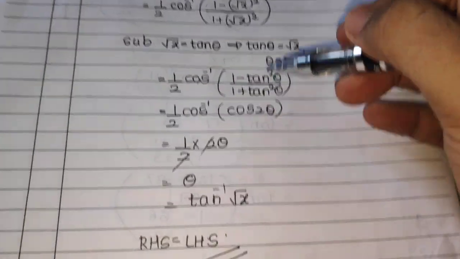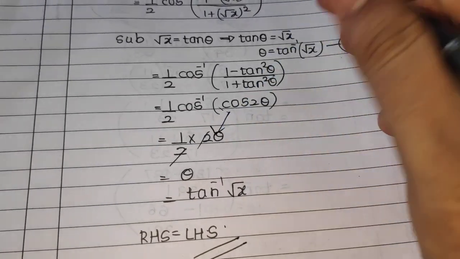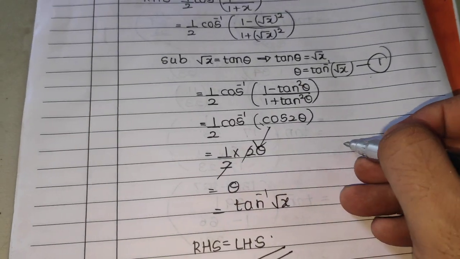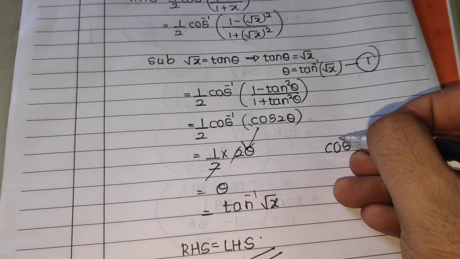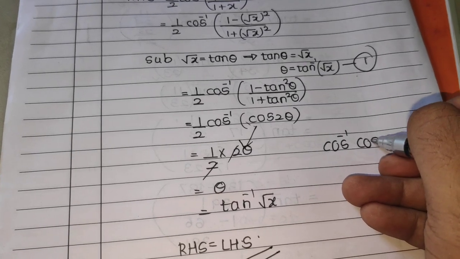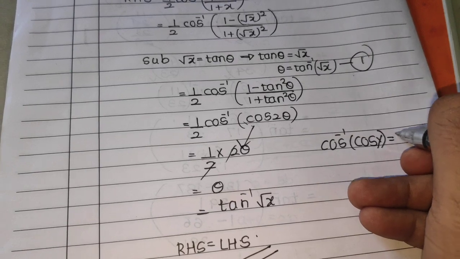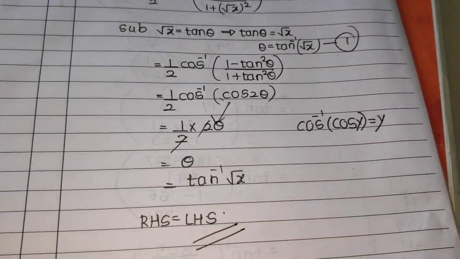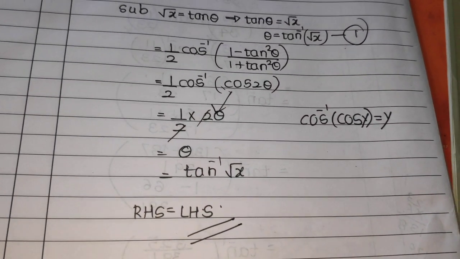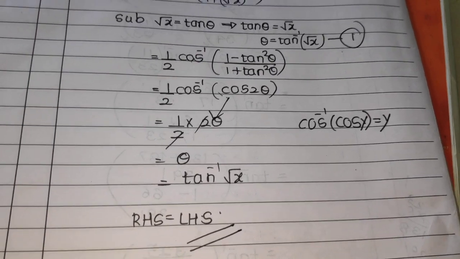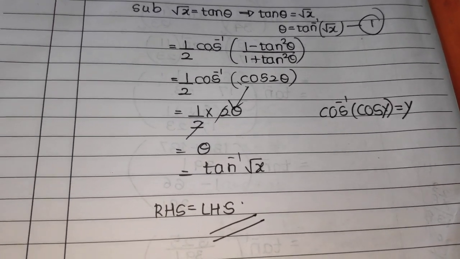Don't get confused here. This is our inverse trigonometric formula. I'll write it down for you if you want: cos inverse of cos y equals y. That's the relation. Theta is left, that is tan inverse of root x. Right hand side equals left hand side.